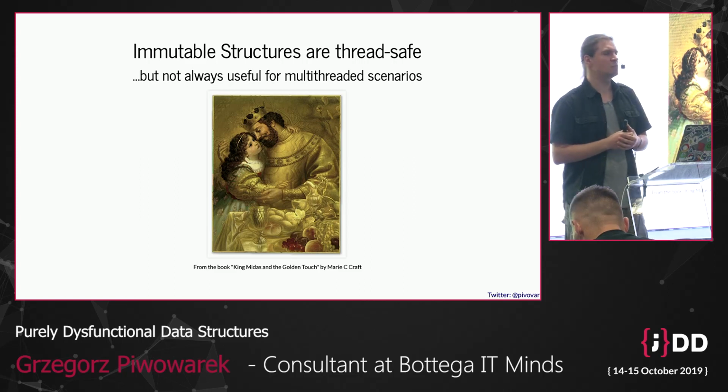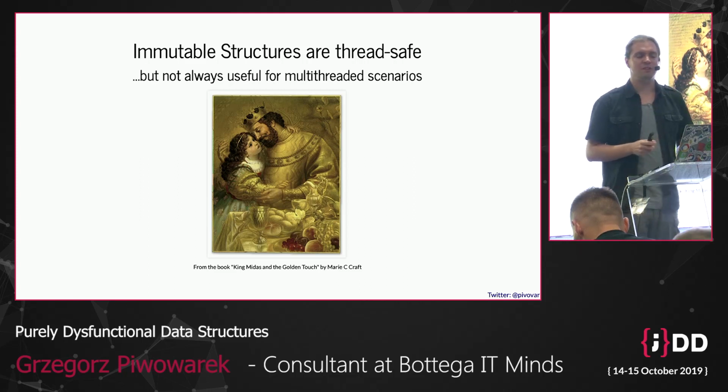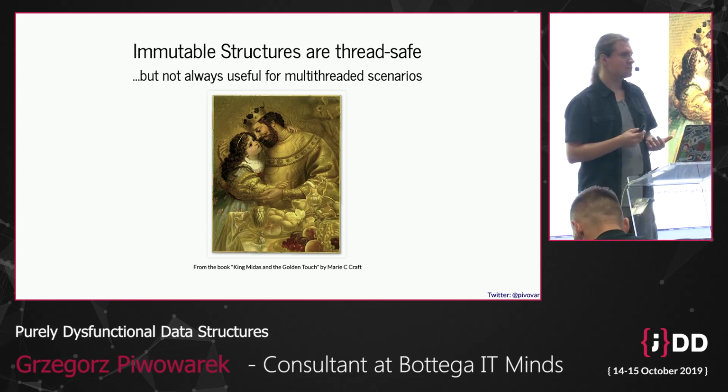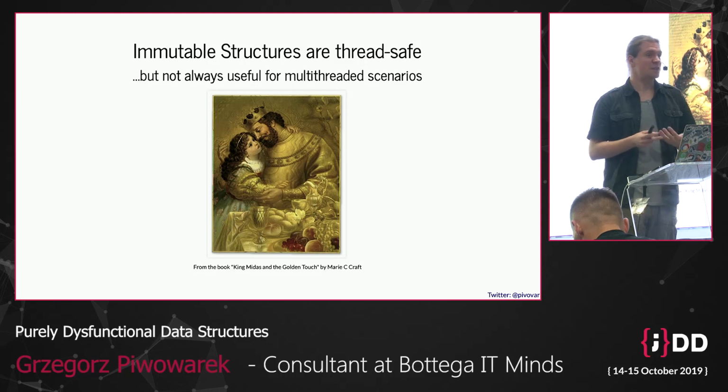It's a bit the same with immutability. Of course, immutability gives you thread safety, but it gives you thread safety by not allowing you to share updates between threads. So we could say the same about removing multi-threading from Java.